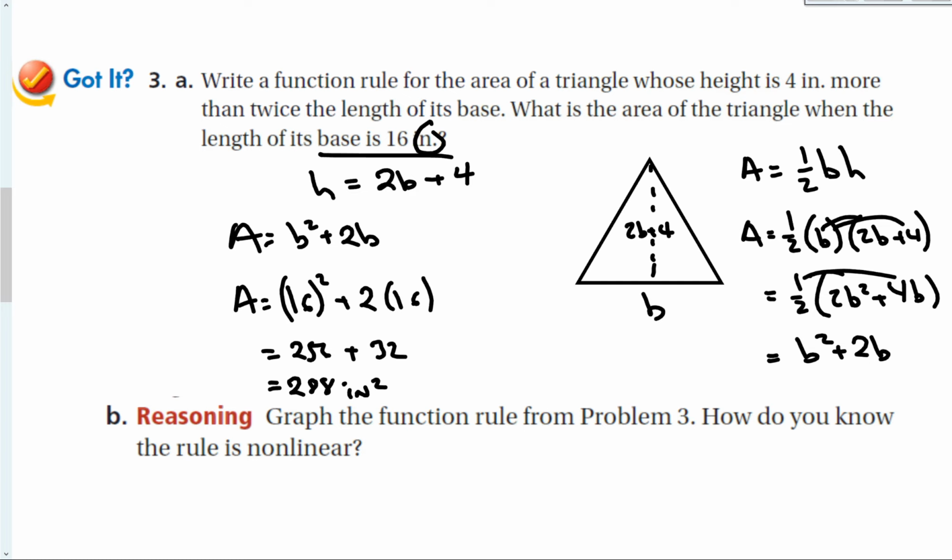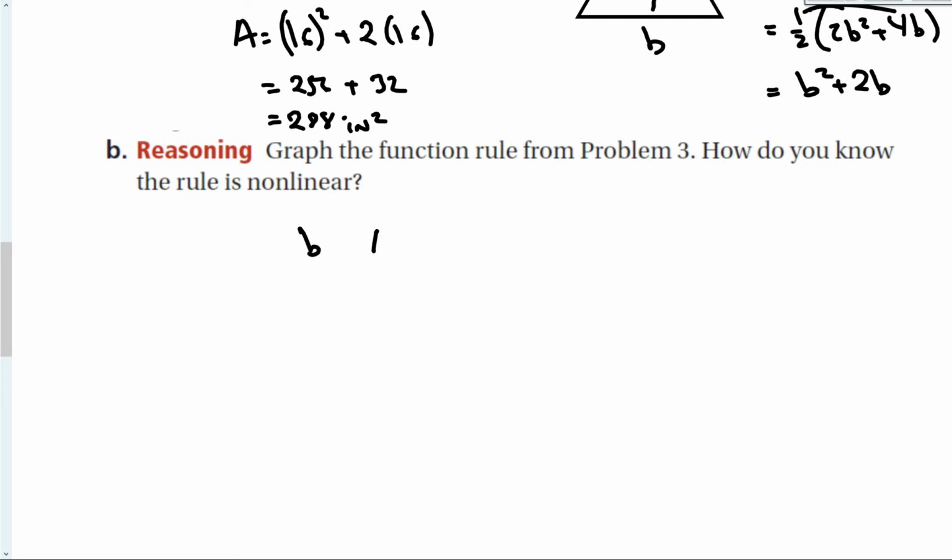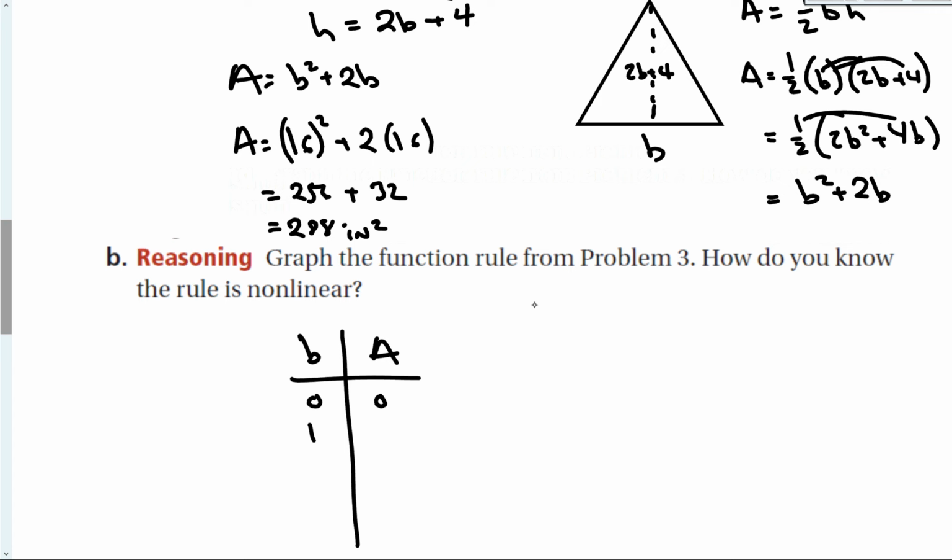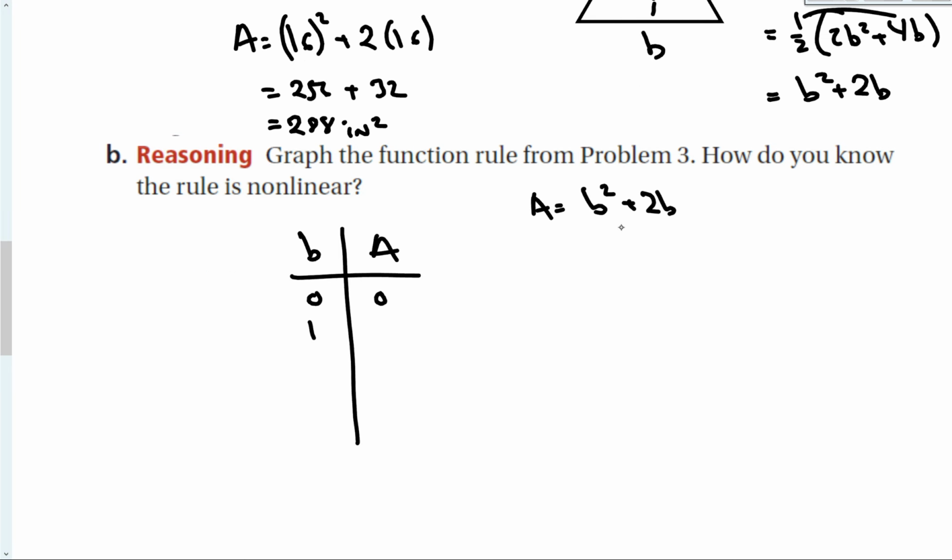Okay, so we have our base and our area as my input and my output. If the base is 0, the area is 0. If the base is 1, plugging it into my formula, b squared plus 2b, I get 1 squared is 1, plus 2 times 1 is 2, so this would be 3. If I plug in 2, b squared is 4, plus 2 times 2 is 4, which would give me 8. Notice that here my increase is 3, but here my increase is 5.